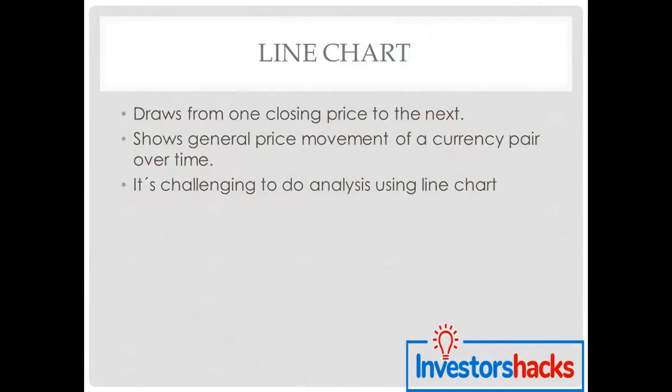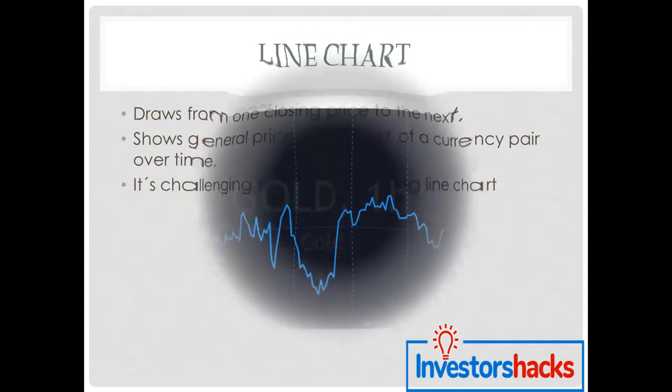So a line chart draws from one closing price to the next, and this shows the general price movement of a currency pair over time. With the line chart, it becomes challenging for a trader to do technical analysis or even to study the price action for you to be able to identify or recognize various chart patterns that you can be able to trade and give you maybe some money.